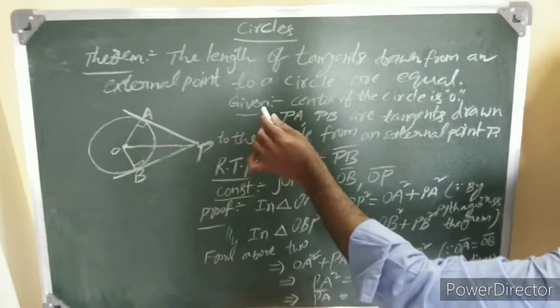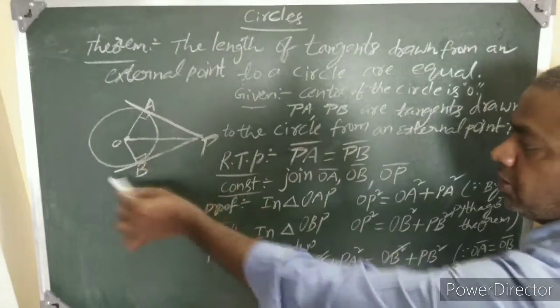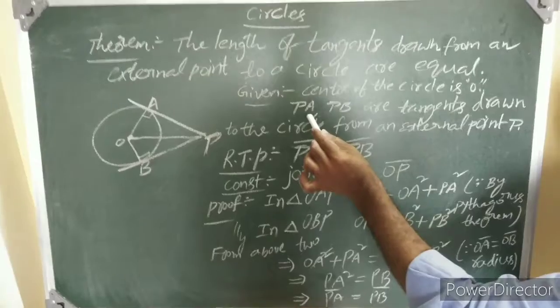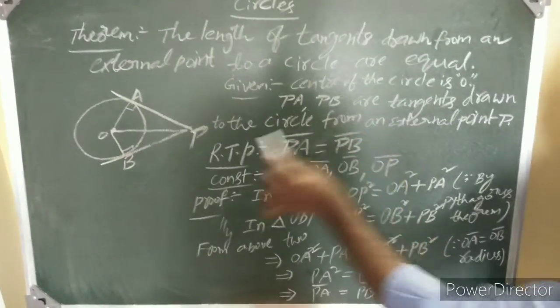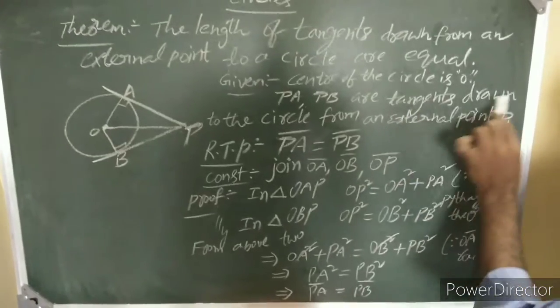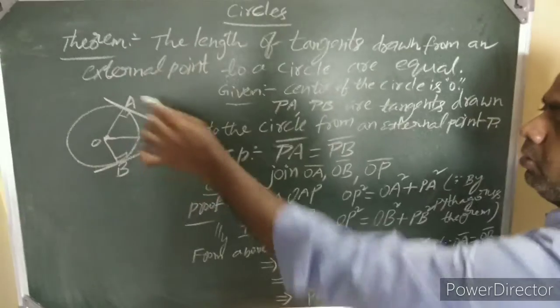So first I am writing given. Center of the circle is O. I am taking one circle. Circle center is O. I drew two tangents PA and PB. PA and PB are tangents drawn to the circle from an external point P. From P we drew two tangents.